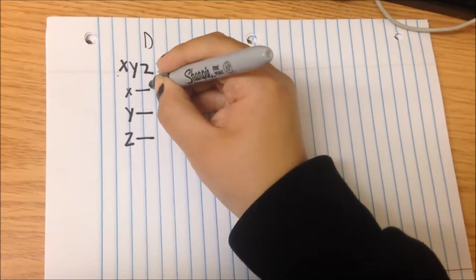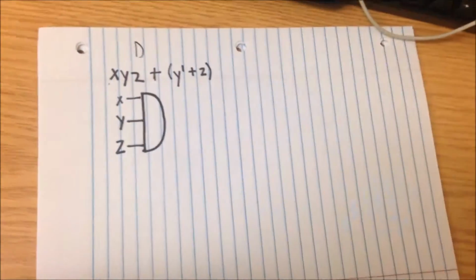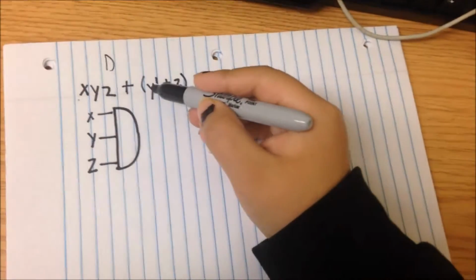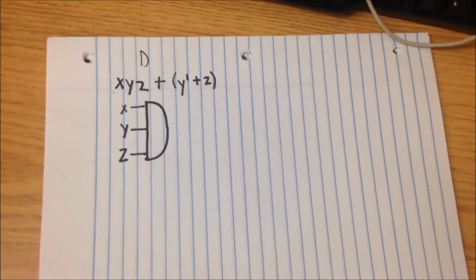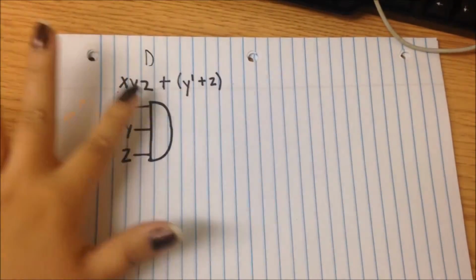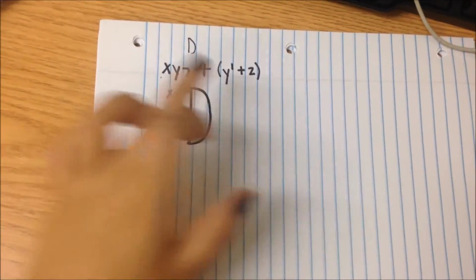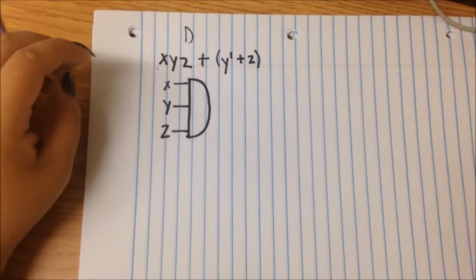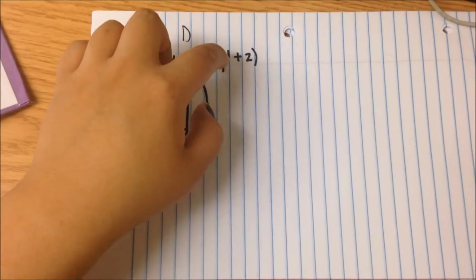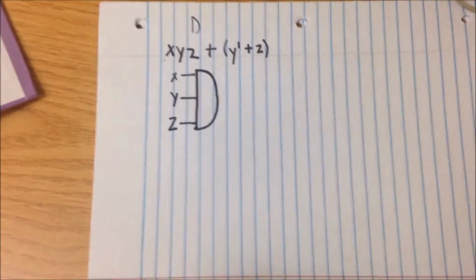So let's do that with D. Now, we worked with that. Now here you have your Y prime plus Z. Now your X is fine, I mean your Z is fine. But your Y prime here is being primed. So what happens if it's just Y prime? Well, it's just your NOT gate, because your Y prime is like saying not Y.